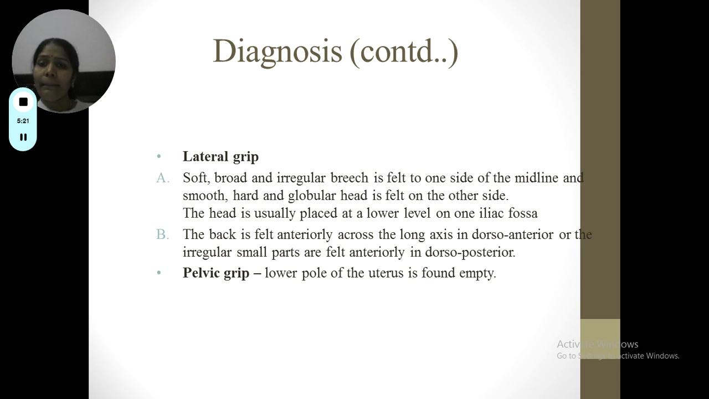Commonly, the back is felt anteriorly across the long axis in dorso-anterior position, or irregular small parts are felt anteriorly in dorso-posterior position. And coming to the pelvic grip, because the lower pole of the uterus is empty, we cannot palpate any fetal parts. So the pelvic grip is empty in a case of transverse lie. On palpation we can feel the breech as well as the head in the lateral grips.